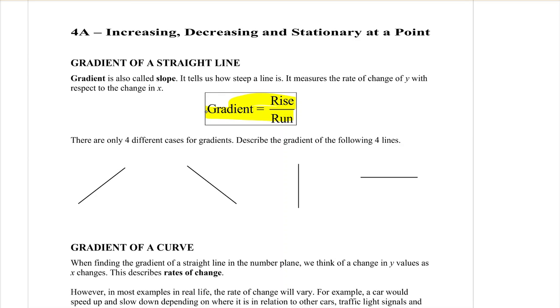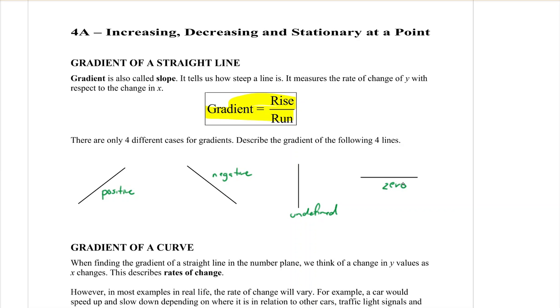There are 4 different types of gradients. There is the uphill gradient, which is the positive gradient. There is the downhill gradient, which is negative. There is the vertical gradient, which is undefined. The reason that is undefined is because if you think of rise over run, there is no run, there's no horizontal component, which means the run is 0, and we can't divide by 0, hence undefined. And a horizontal line is a gradient of 0. Okay, so straight lines, that's pretty straightforward.